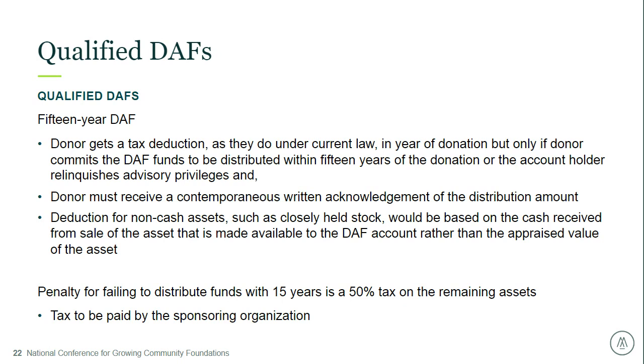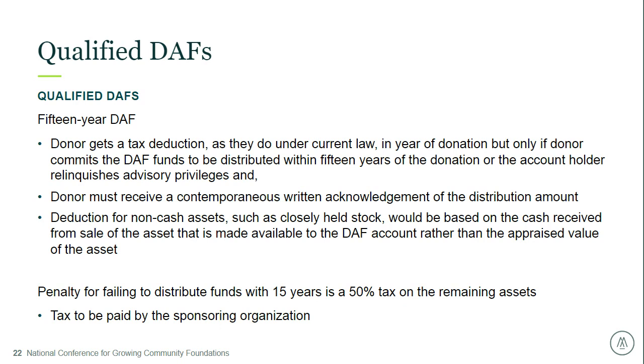In order as well to get the deduction, the charitable deduction, the donor has to receive that contemporaneous written acknowledgement of the distribution amount. And I just want to remind all of you on the phone what contemporaneous written acknowledgement means, because it's really important that donors get the exact information they need in order to substantiate their deduction.